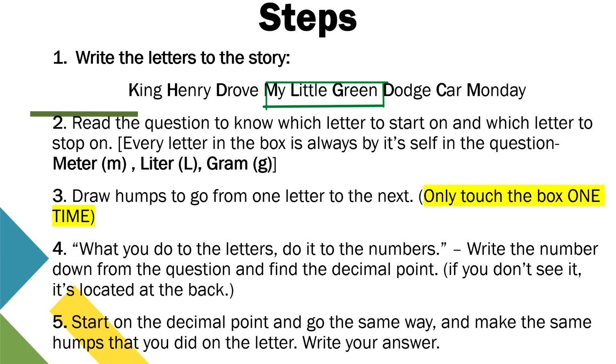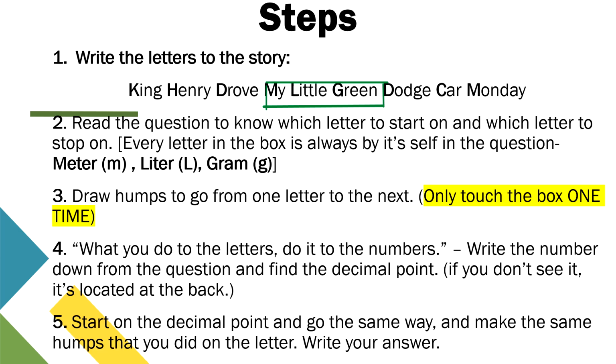So I'm going to write the number down from the question and find the decimal point. Remember that if you don't see a decimal point, all whole numbers have one. It's at the back. Just like when you think about money, if I have $2, I can see just a dollar sign and a 2, or I could see a dollar sign, the number 2, and the decimal point with zeros at the back. So all numbers have a decimal point, whether you see it or not.